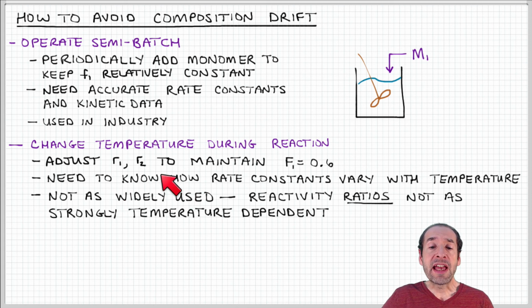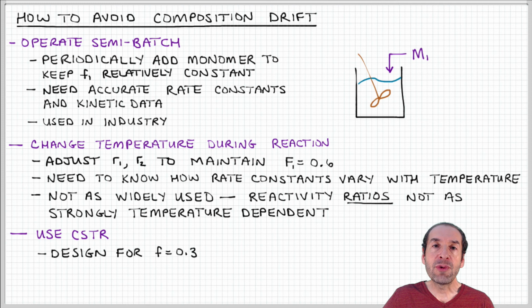But the problem is that our copolymerization equation involves ratios of these rate constants. These reactivity ratios, r1 and r2, involve ratios of the rate constants, k11, k12, etc. So even though these individual rate constants are temperature dependent, usually in some kind of Arrhenius sense, they have a similar temperature dependence, so that their ratios are not as strongly temperature dependent as the individual rate constants themselves. So it can be done, but it's trickier, and it's not as widely used for that reason.